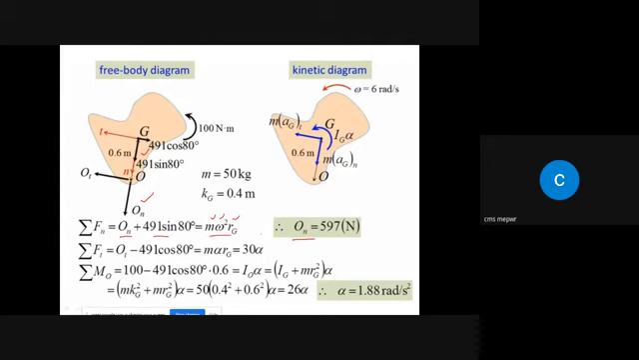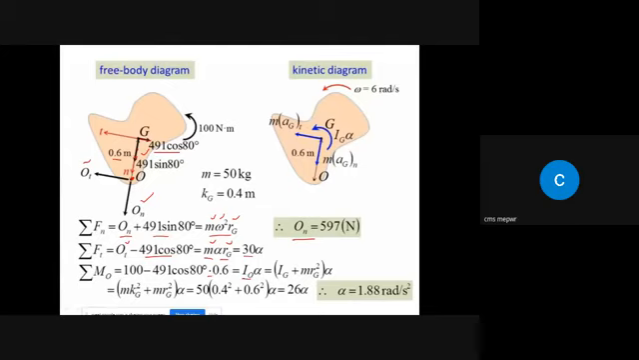Then summation of forces along t, that is equal to m alpha rg. We have m, we have rg, so that gives 30 alpha. We don't have Ot, we don't have alpha, and that will remain as it is. So Ot and the other force in x direction, 491 cos 80 degree. Okay. Then the third equation, that was moment about point O. So moment about point O due to this force should be equal to 0 because this force passes through point O, and moment due to this force should be 491 cos 80 multiplied by 0.6, and that should be equal to I naught alpha.